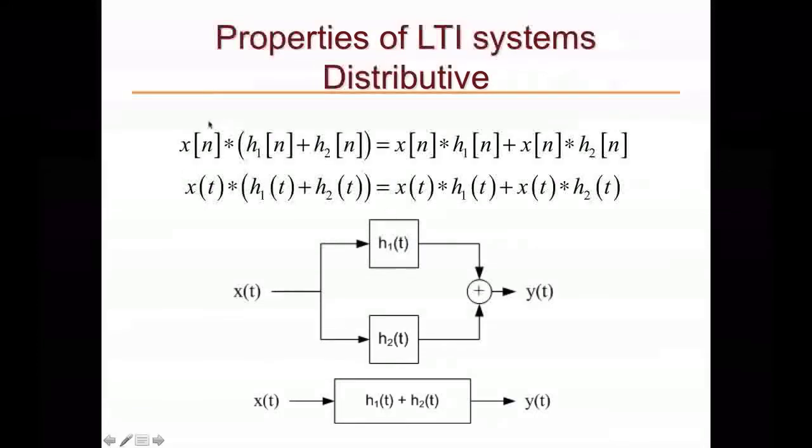That is, if you apply input x to two systems h1 and h2, then it equals applying x to h1 and applying x to h2 and combining them. So applying x to separate systems, then combining them later, is equal to applying x to a combined system to get the same output. This is the distributive property.